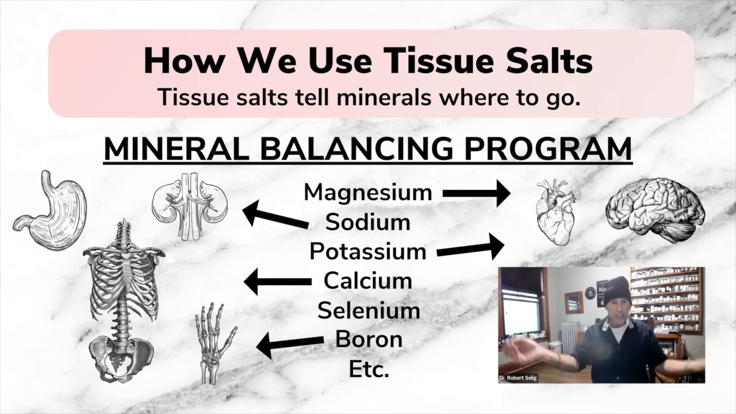And so what happens is the tissue salts are acting like the conductor in the symphony to tell the minerals where to go. So as we're taking a mineral balancing program, we're taking our magnesium, our sodiums, our potassiums, our calciums, our iodines, our seleniums, our borons, whatever we're taking, that still has to go through all these hurdles to get absorbed. The tissue salts send intelligence into the body to allow the magnesium we're taking in crude doses to concentrate where it needs to most importantly. That's the genius of these tissue salts.